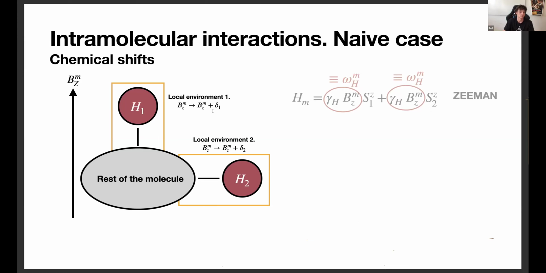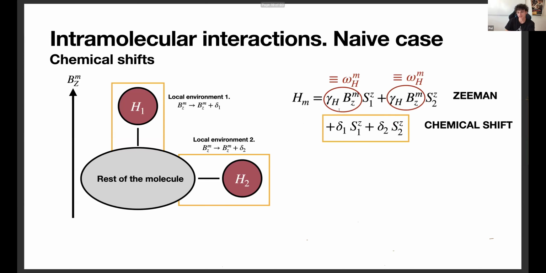In this case, for example, the first hydrogen will feel a magnetic field, which is the one that I'm applying, plus a small shift due to its environment. And the same for the second one. And here it's important to notice that these shifts do not need to be the same for both hydrogens, because each hydrogen has its own molecular environment. So it depends on each position. Okay, so this has to be taken into account in our Hamiltonian. So we add a shift to the Zeeman effect, like this one.